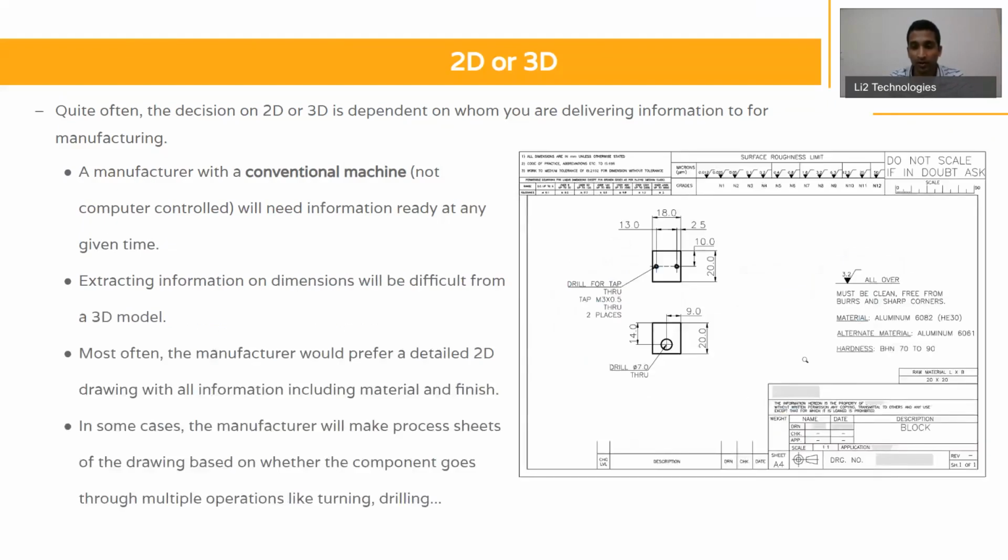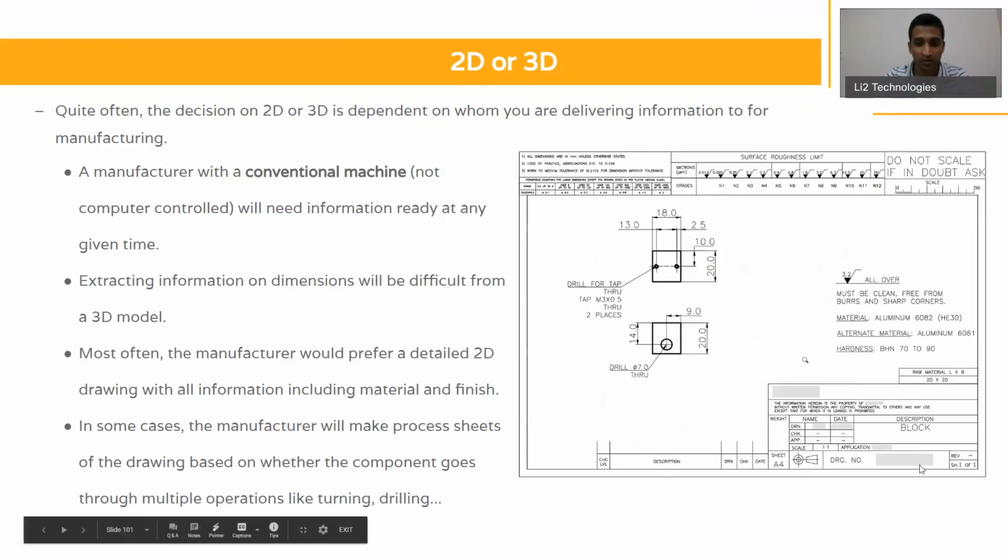This is a typical 2D drawing. If you see over here, it has all the information right from the basic dimensions of the components, be it the dimensions of the holes, the dimension of the exterior, or the material that is used for the component, or the raw material size. It also has details on who did the design and what the drawing number is.